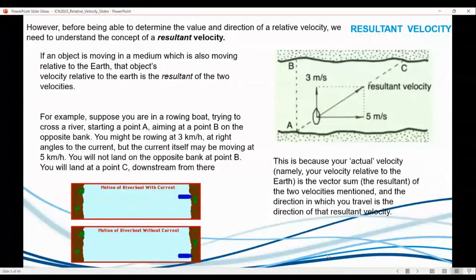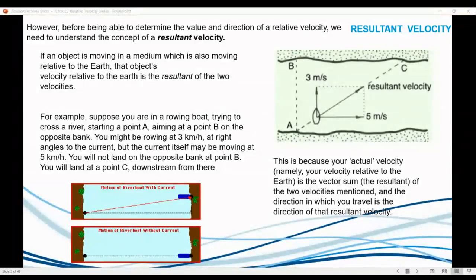Then if you look at the image on the left, that basically articulates the same thing, right? There's a motion of the boat with current on top and it shows how it pushes the boat away. That's the vector sum of the two velocities. And the one without current, you just go straight across, you move from A to B.